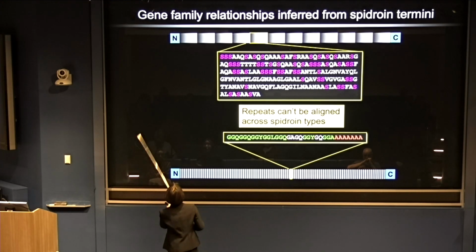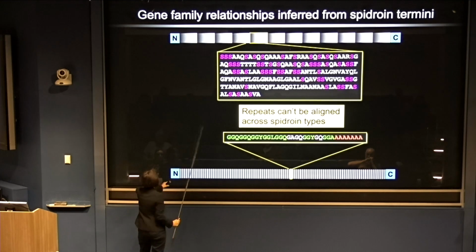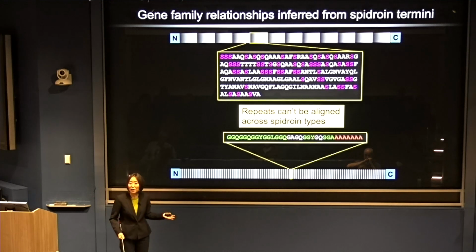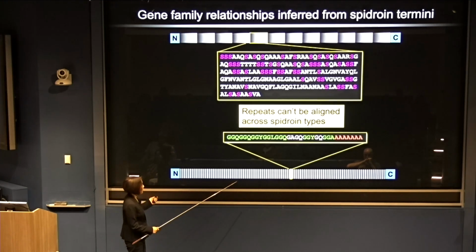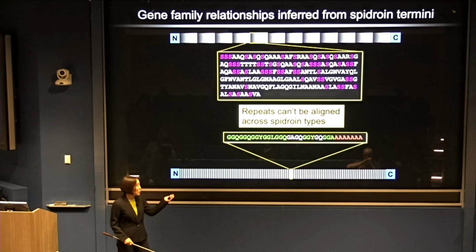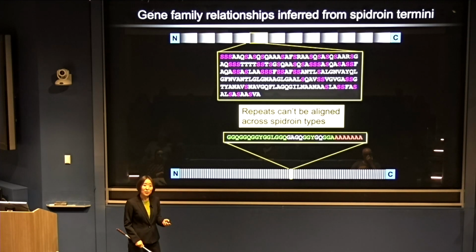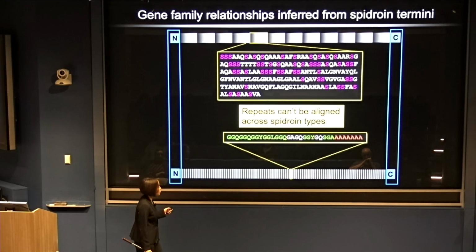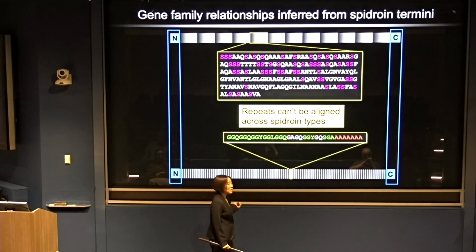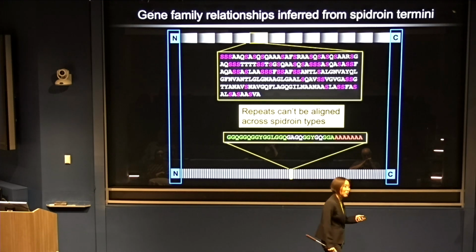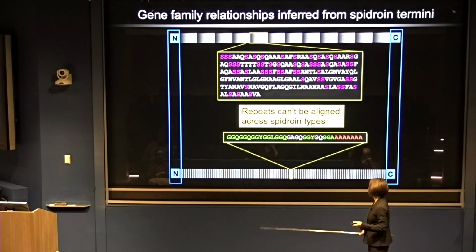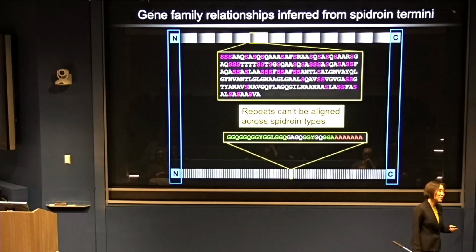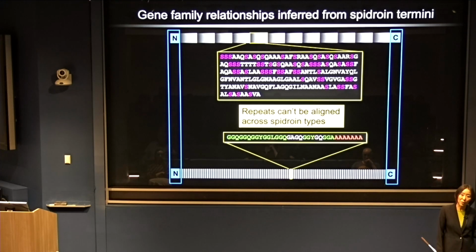There is this repeat here, the first repeat, and the first repeat of a paralog, so another gene family member, there's no relationship there, right? So these repeat units are not evolving in a typical way, and that creates a challenge. But what we use instead to study gene family evolution is the non-repetitive amino terminal and carboxy terminal regions. So all our inferences about how the different spidroins are related to each other are largely based on these amino terminal and carboxy terminal regions.